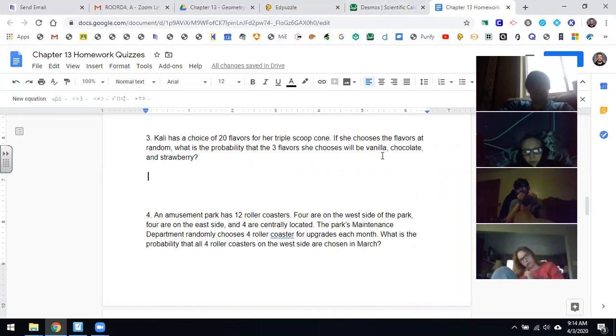It doesn't say that it has to be these 3. It could be a bowl, so it doesn't really matter, okay? That's going to be an example of a combination, right?